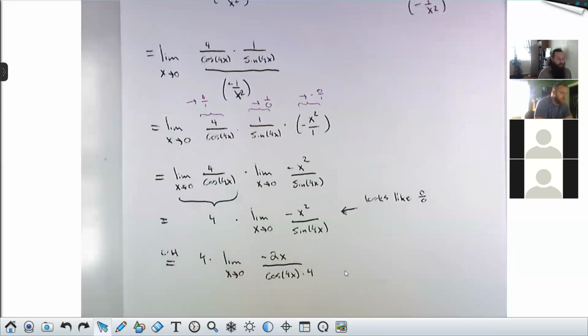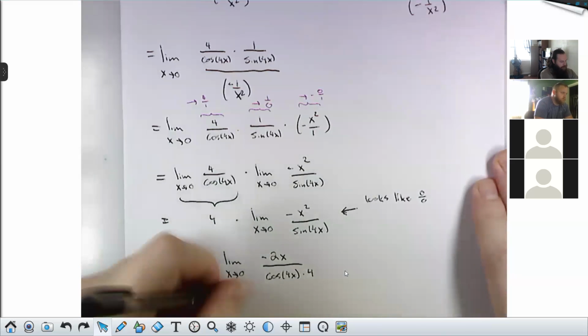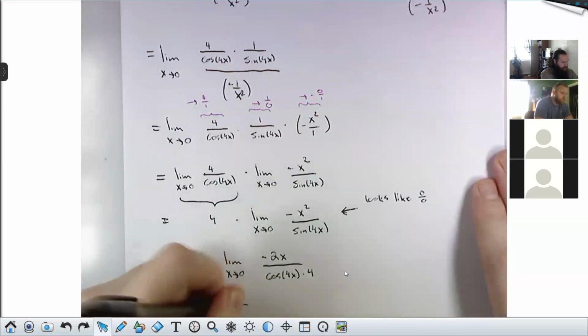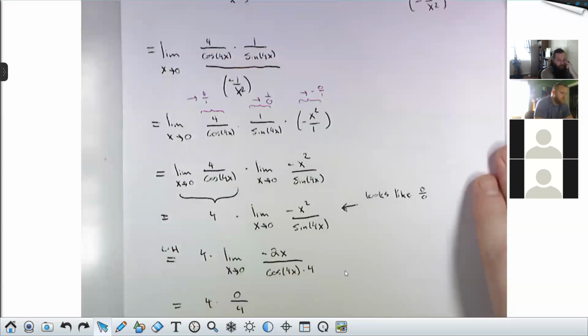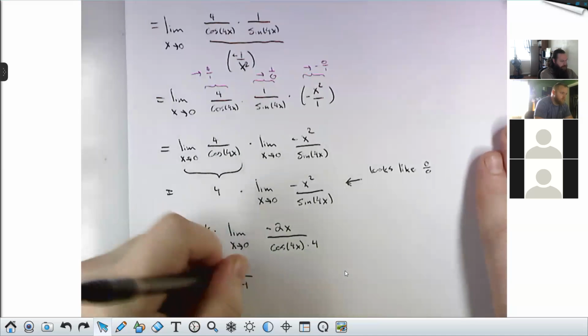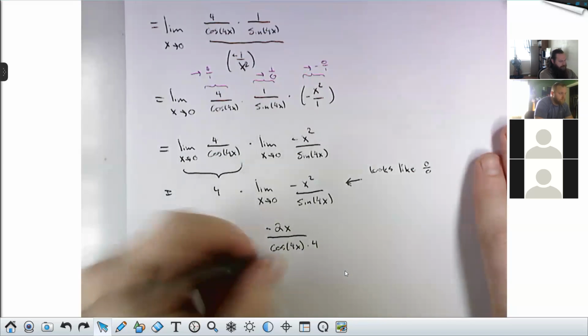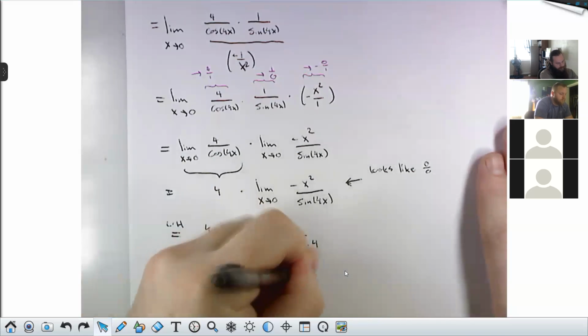And now finally, when we take our limit, this is 4 times 0 over 4. Right, if you want 1 times 4 downstairs, right? The cos of 4x, that piece goes to 1 because cos of 0 is 1. This 4 is this 4, and negative 2 times x, that goes to 0 as x goes to 0. And 4 times 0 over 4 is just 0.